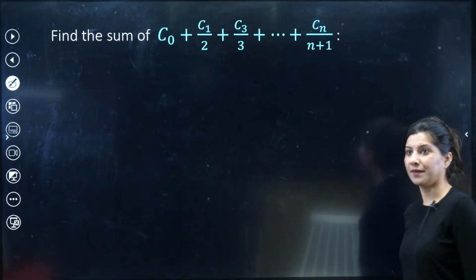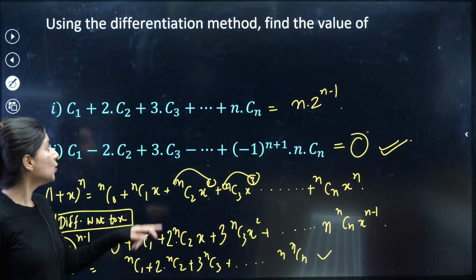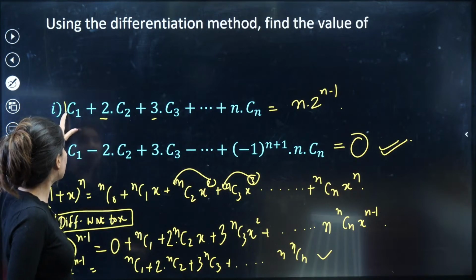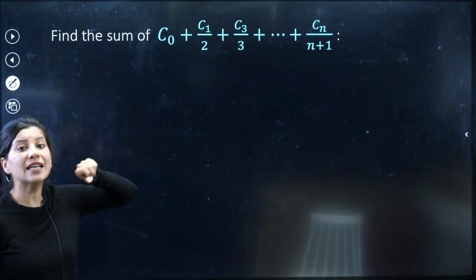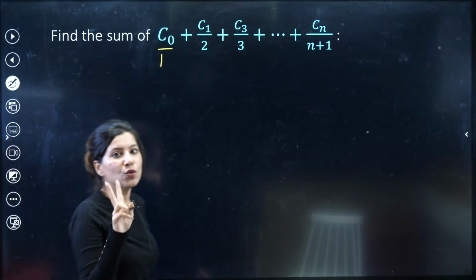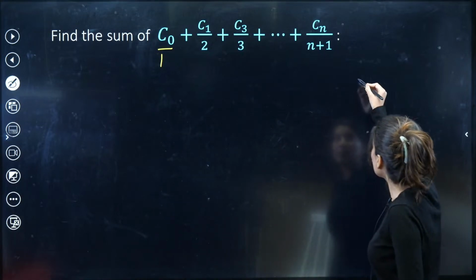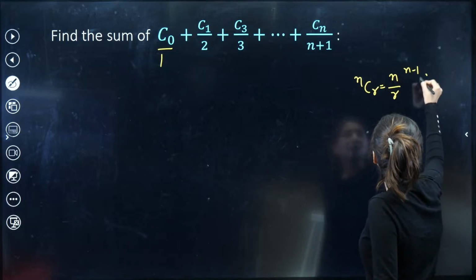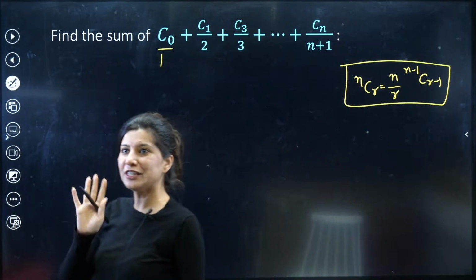Okay, now again another type of question. Can you see the clear difference between type 1 and type 2? So here the consecutive terms are in multiplication. Can you see 1, 2, 3, n? The consecutive numbers are in multiplication. But here can you see it is in division. So again there are two ways. The first method is using the property, right? Which property? Same property. NCR is nothing but n upon r, n minus 1 CR minus 1. And the second method is using integration method. I will tell you both the methods.